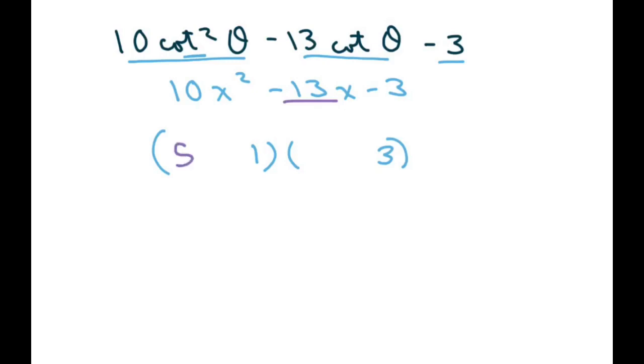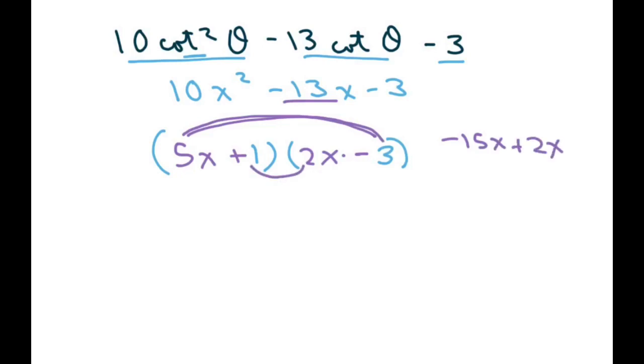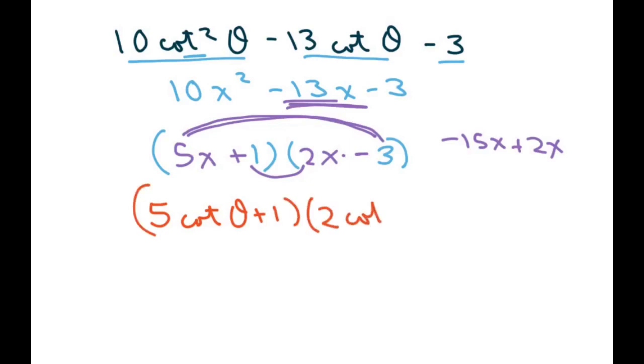So I know if I put a 5 here, I'm going to get 15. Put a 2 here, then that will work. So this is going to be negative. Put the x's here. This will be positive. So let's just double check. This would be negative 15x, and this would be plus 2x. And that does give us the negative 13. And of course the first and last work. Now just let's put cotan back in. So we have 5 cotan of theta plus 1 times 2 cotan of theta minus 3.